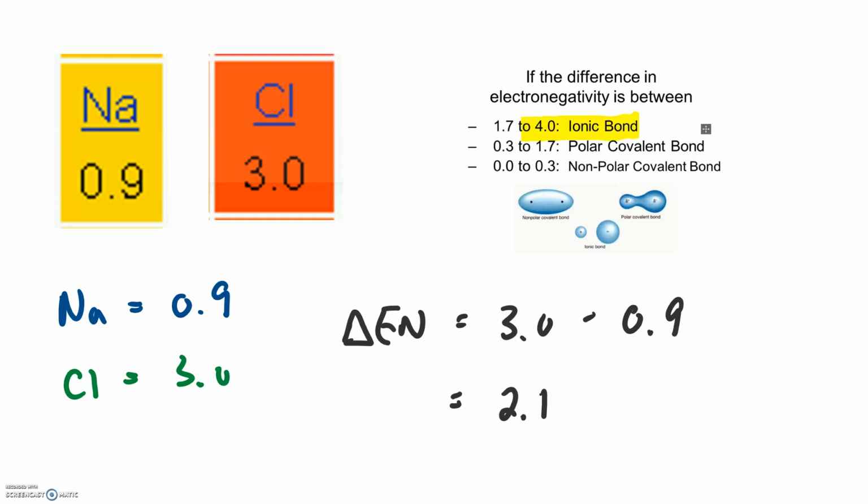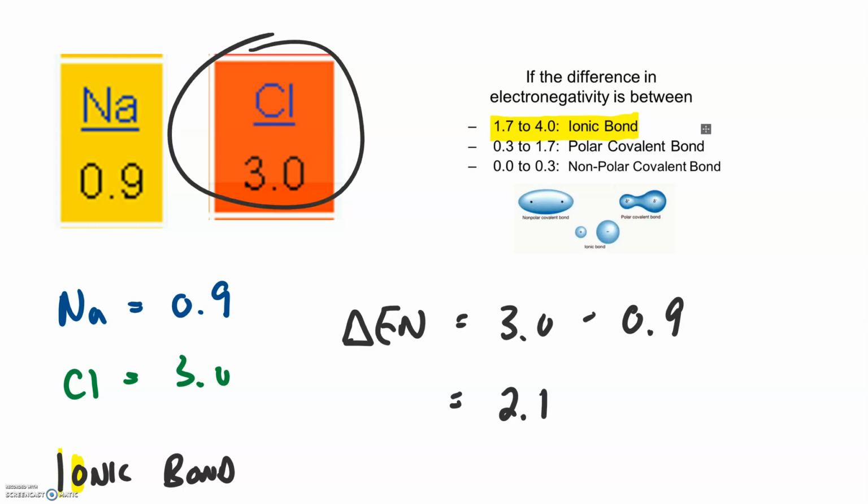That puts it right in ionic bond territory. It means that the bonding is ionic, and the electrons are not shared. That means that the one with the higher electronegativity, which of course would be chlorine, gets them all the time. We saw that exactly in that web quest that we did.